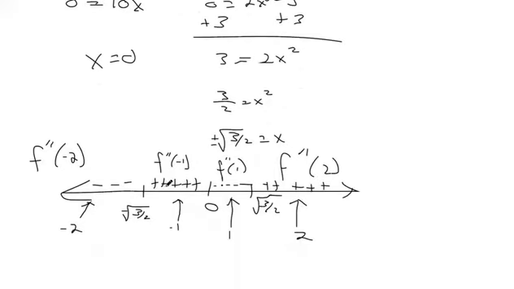Okay, so negative to positive, positive to negative, negative to positive. So this is an inflection point, 0 is an inflection point, and square root of 3 over 2 is also an inflection point because concavity changes, the second derivative changes.